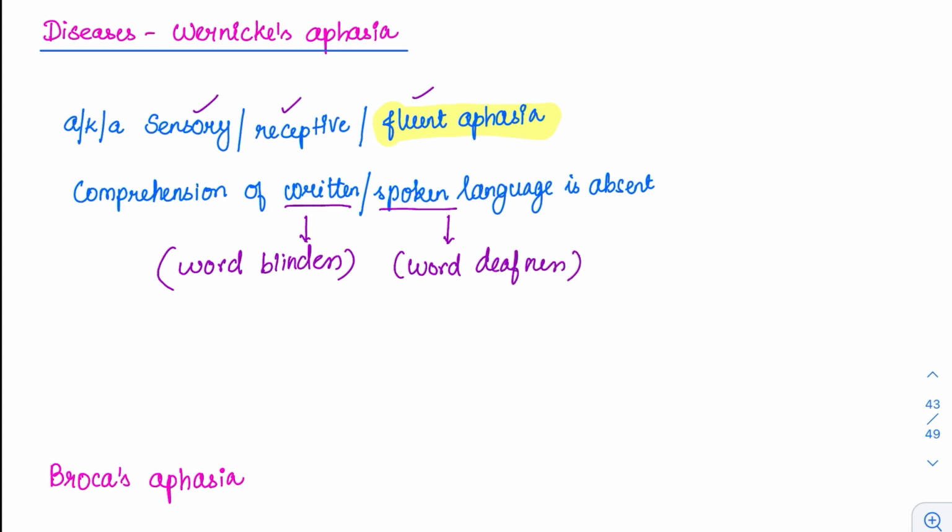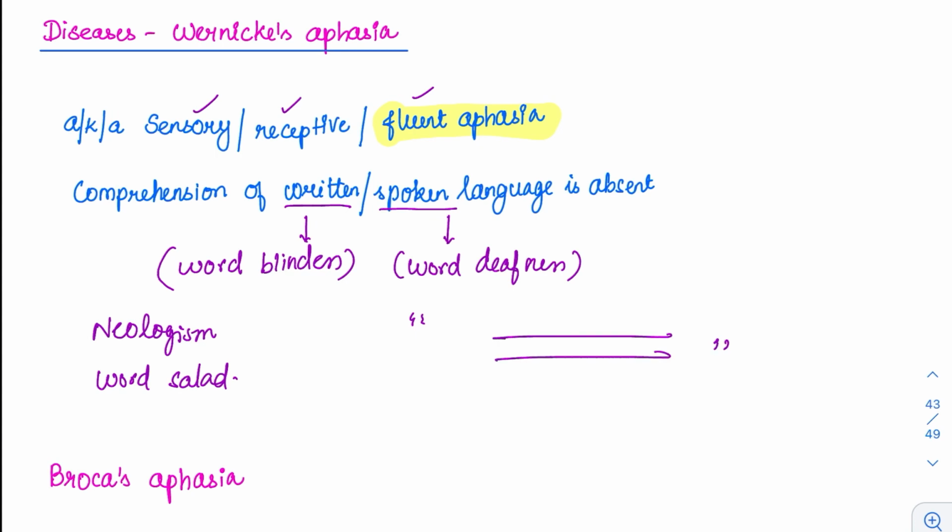And the subject will produce new words also, which is called neologism. And he will jumble the words and talk, that is called word salad. If a sentence is given where the subject is speaking, and in 1 minute he is able to speak multiple sentences but without any meaning, then go for Wernicke's area or Wernicke's aphasia.